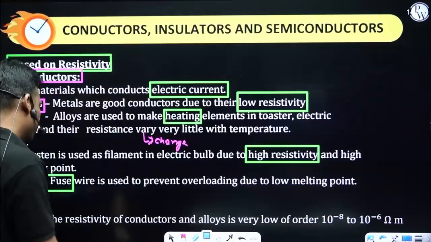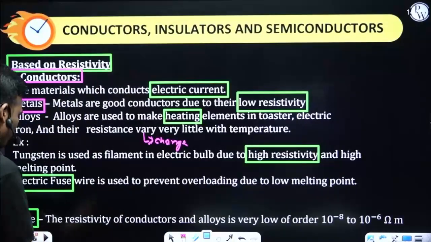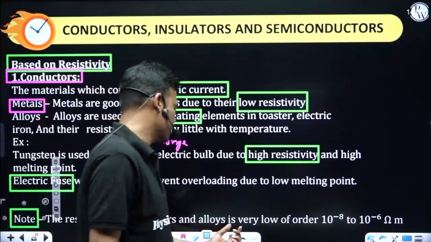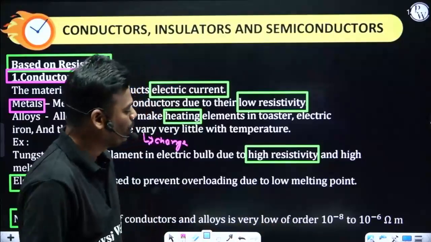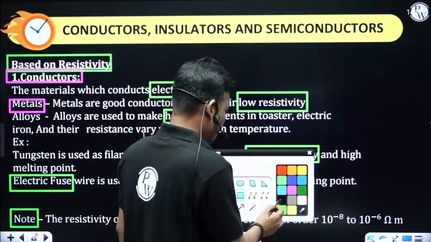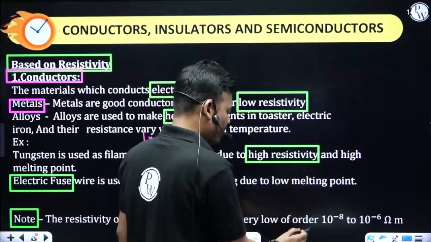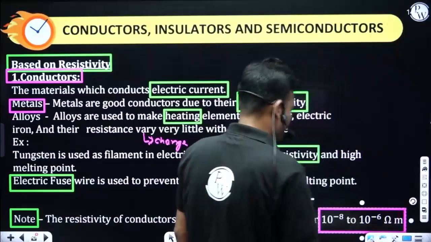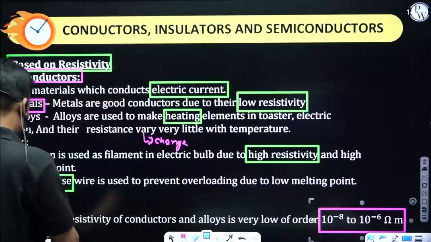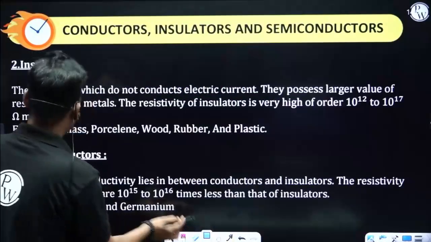Now, note the resistivity of conductors and alloys is very low. Here you will be having one question, sir. Do we need to remember? No, not required. Okay. Now, let's move on to the next type, that is the insulators.